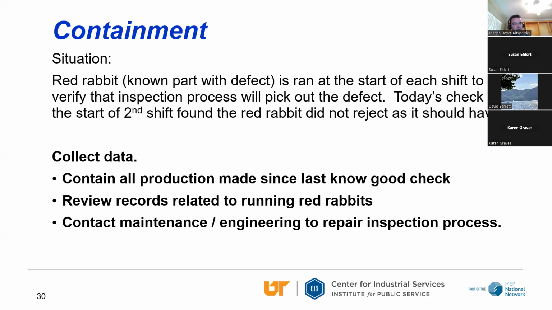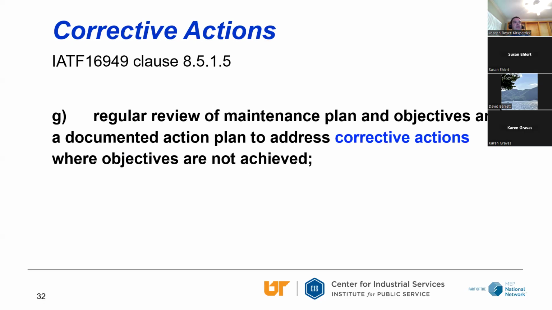And you may want to review your records related to running the red rabbits, and contact maintenance and engineering to repair the inspection process immediately. IATF says we have to review our maintenance plan and objectives and have a documented plan to address corrective actions when objectives are not met.